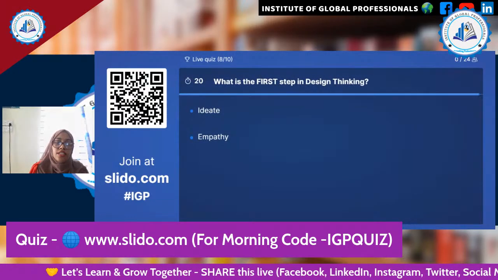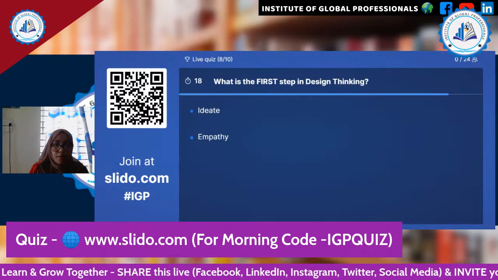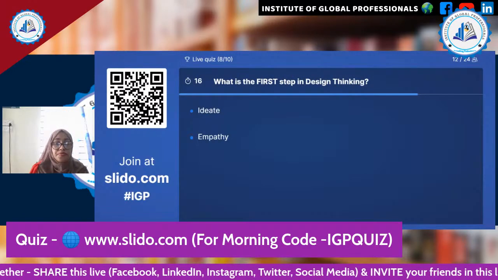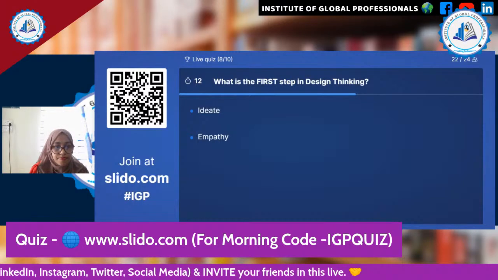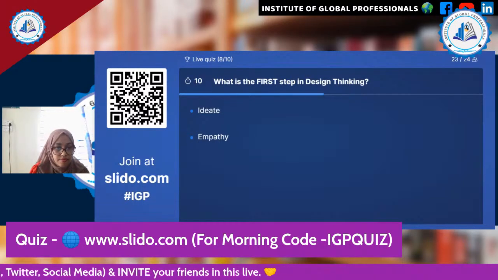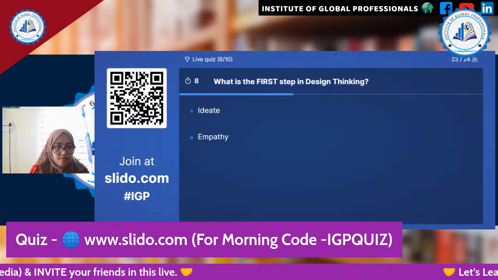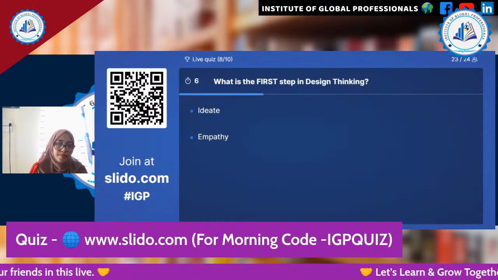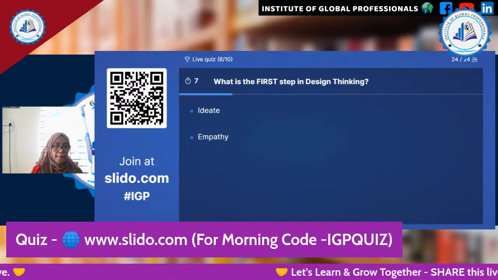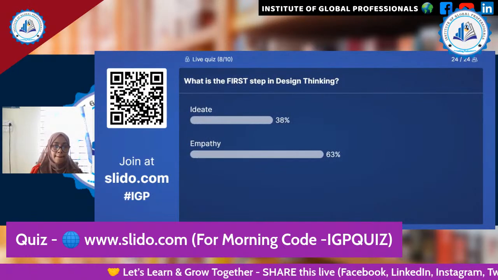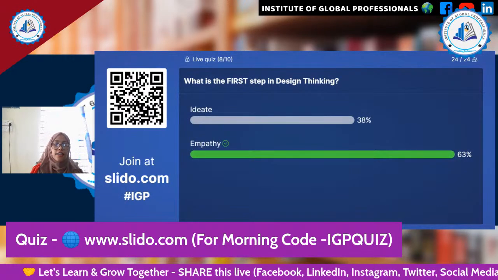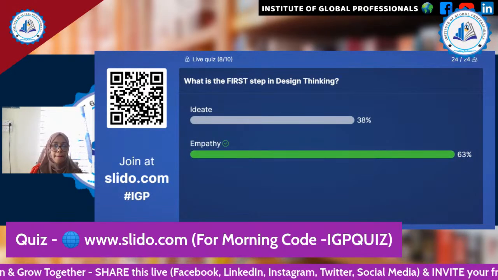Eighth question. What is the first step in design thinking? First option, ideate; second option, empathy. And the correct answer is empathy.